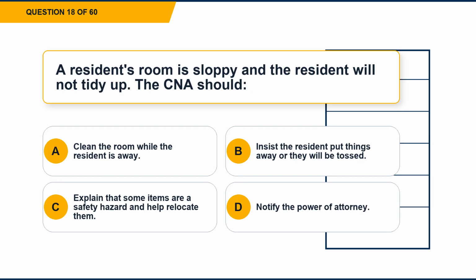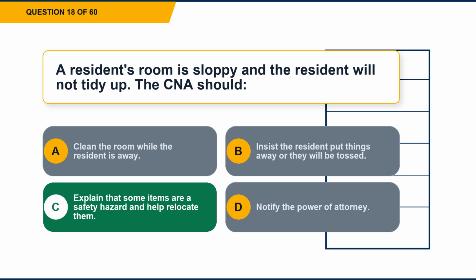Question 18. A resident's room is sloppy and the resident will not tidy up. The CNA should. Option A, clean the room while the resident is away. Option B, insist the resident put things away or they will be tossed. Option C, explain that some items are a safety hazard and help relocate them. Option D, notify the power of attorney. The correct answer is option C, explain that some items are a safety hazard and help relocate them.